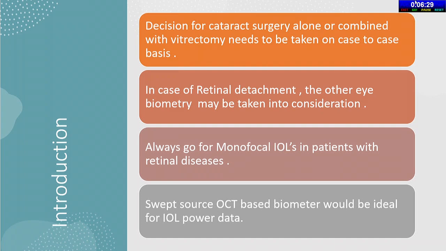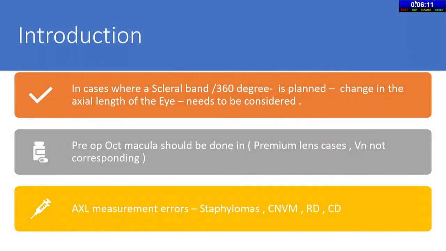Key to note, in patients in whom a scleral band or a 360-degree encirclage has been done, it will lead to an axial length elongation, so that fact also needs to be factored in. Preoperative OCT macula should ideally be done in all cases, but if not, at least in premium IOL cases and in patients in whom vision is not corresponding with the cataract.